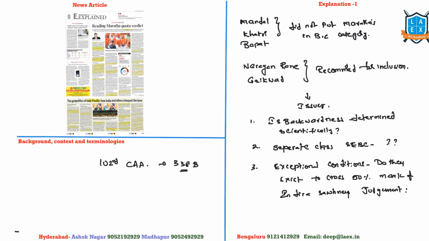Now, what the Maharashtra government did was create a separate category called socially and educationally backward classes, SEBC.